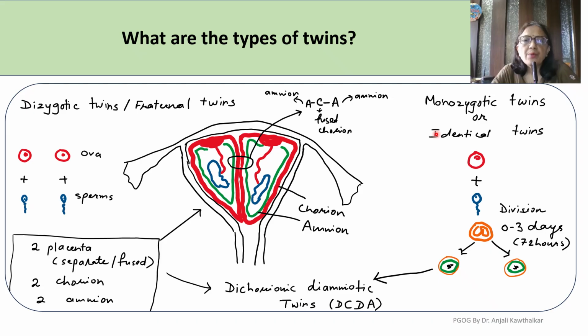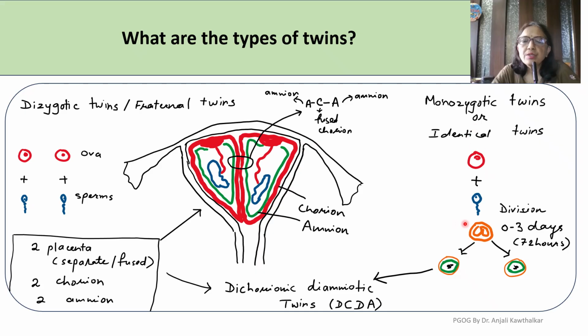If you are asked what are the types of twins, we can say the first way of dividing is dizygotic and monozygotic. Monozygotic are also called identical twins, where a single ovum is fertilized by a single sperm, and then after a certain time this fertilized ovum gets divided in two. That leads to the development of these monozygotic or identical twins.